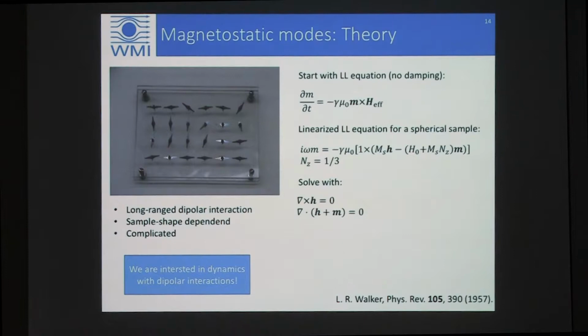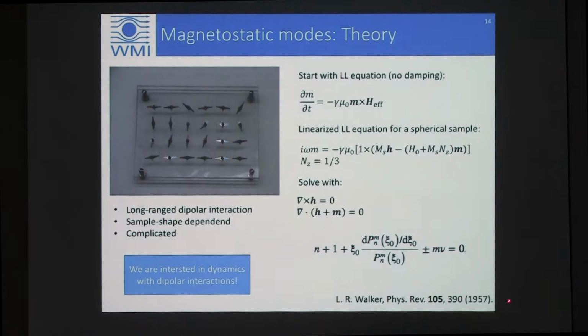Okay, so I'm just going to show the very basic idea for the theory. You start with the Landau-Lifshitz equation. Neglect the damping term. You linearize the Landau-Lifshitz equation. Now we're going to look at a spherical sample, right? So that's where you have the demagnetization term N_z in here, which is 1/3. And we end up with this linear equation, and you solve it using these conditions here.